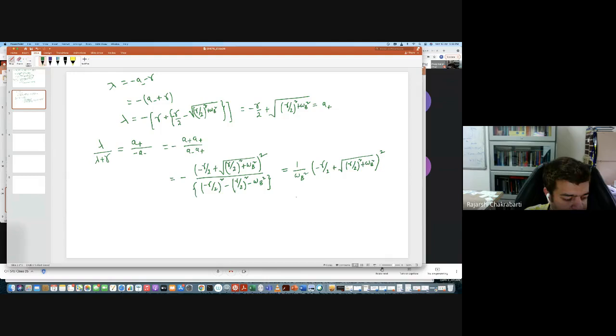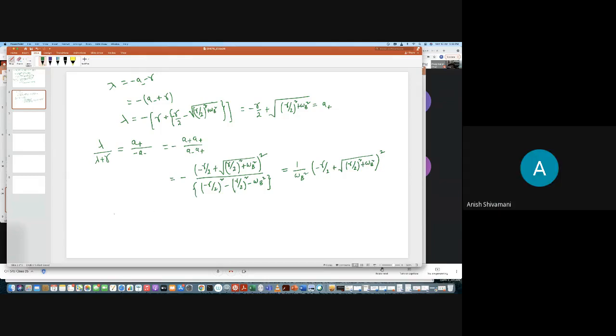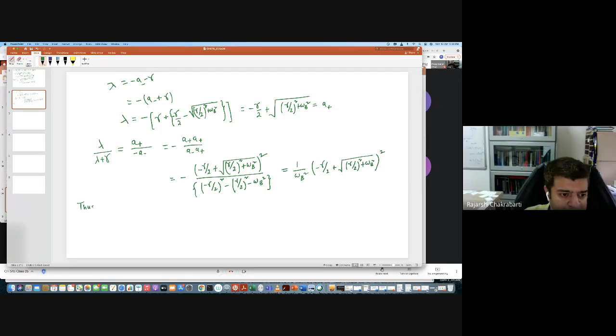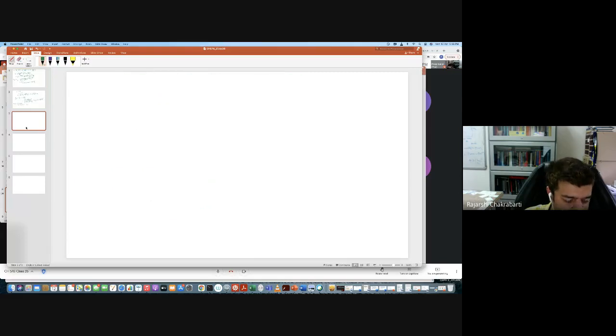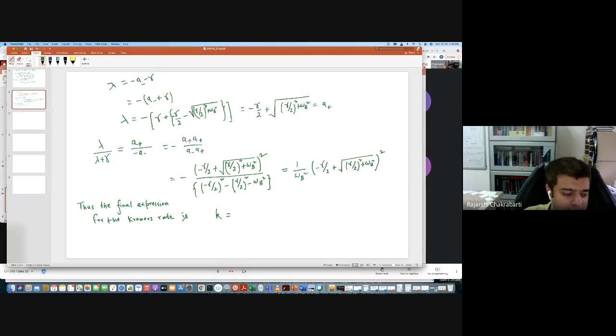Okay, this is fine. So there's a final expression for the Kramers rate, which is k equals to, if I go back, I have whole to the power of half of this and then this factor, isn't it? So this factor, let me write it down here.